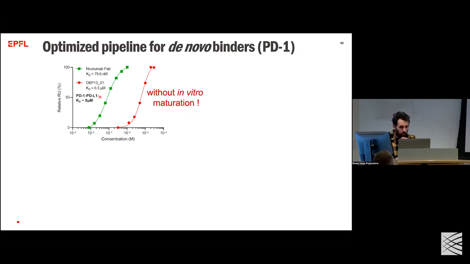Biochemically, we measured this affinity, and it was a low affinity interaction as well. It was around 6.5 micromolar. But if we compare this 6.5 micromolar with the native affinity of the native complex, which was 8 micromolar, and it came straight out of the computer, in that sense it was a success. Now, still very far from what monoclonal antibodies do.